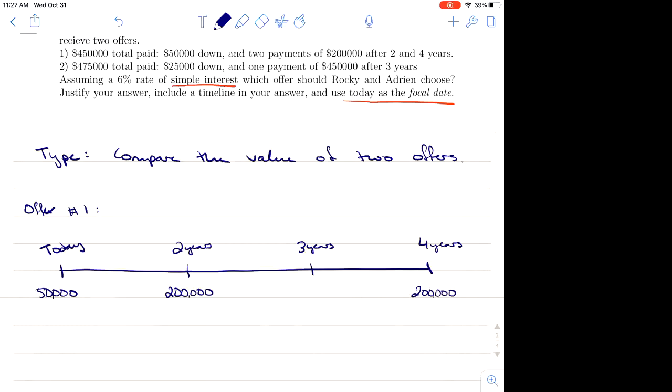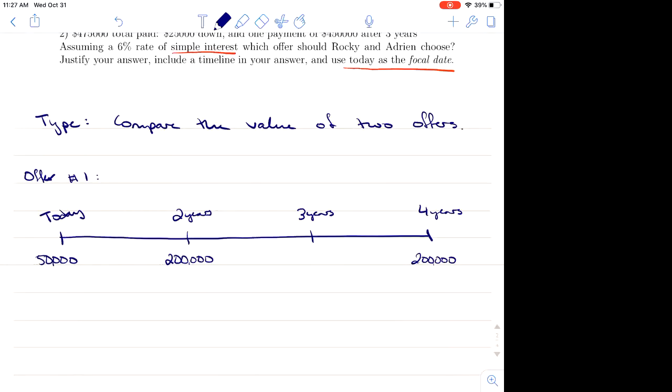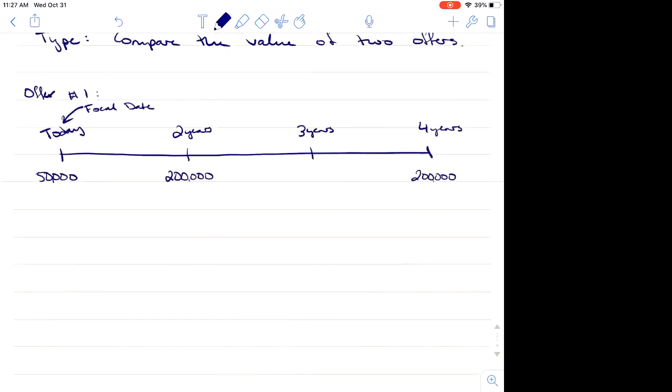I'm told to use today as the focal date. What that means is that I have to draw all these payments and figure out what their total is worth today. So this one's going to get pulled back. If I'm pulling it back, it becomes some principal amount or present value. If you want to call it present value and simple interest, that's fine too.